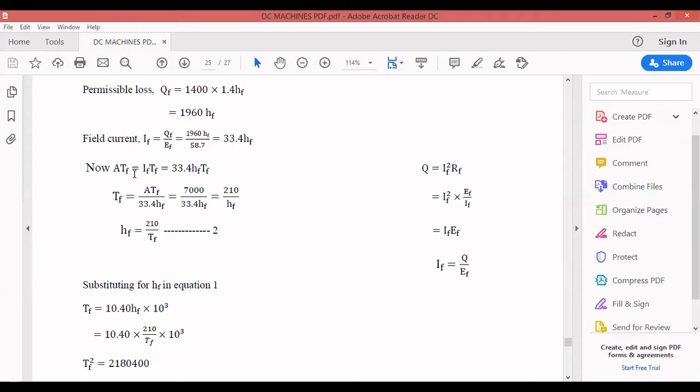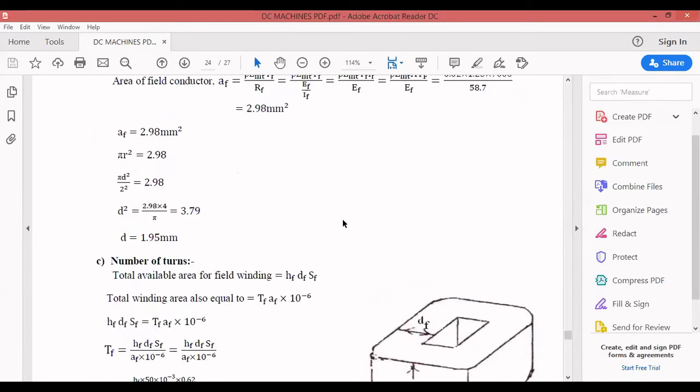Now ampere turns ATF. ATF can be written as what? Ampere turns: A stands for IF, T is nothing but the number of turns. Ampere turns is nothing but IF into TF. Substitute for IF. IF is equal to 33.4 HF, so 33.4 HF into TF. That's the equation. From this, try to calculate TF. TF is equal to ATF divided by 33.4 HF.